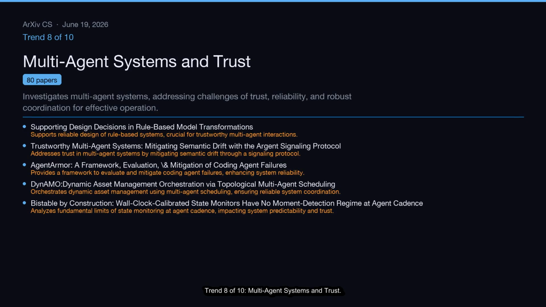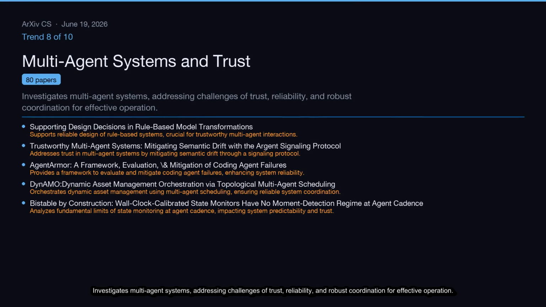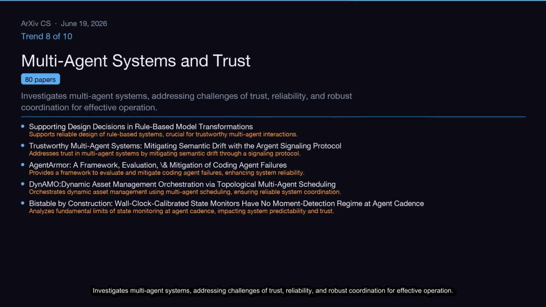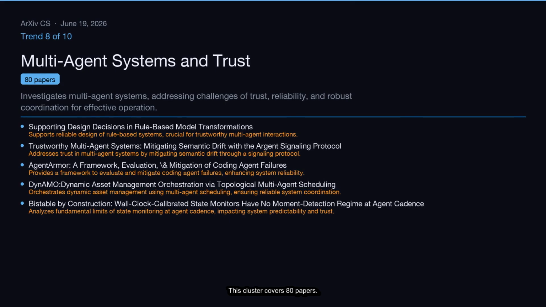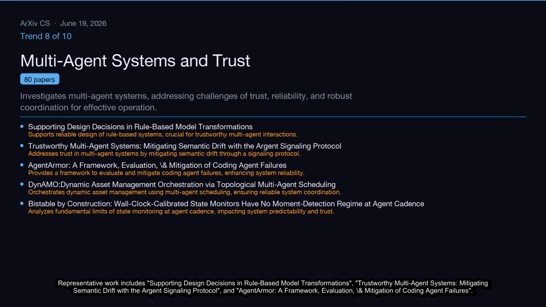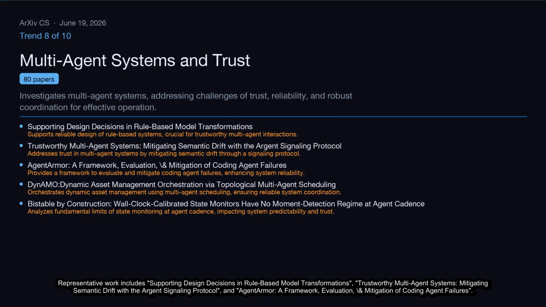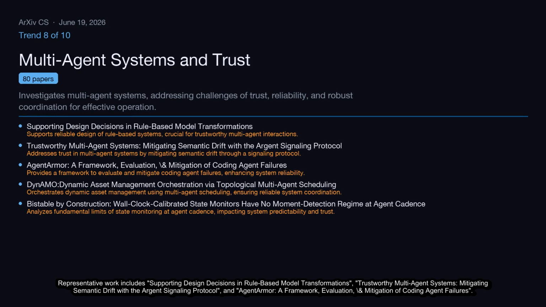Trend 8 of 10. Multi-agent systems and trust. Investigates multi-agent systems, addressing challenges of trust, reliability, and robust coordination for effective operation. This cluster covers 80 papers. Representative work includes supporting design decisions in rule-based model transformations, trustworthy multi-agent systems, mitigating semantic drift with the ARGent signaling protocol, and Agent Armor, a framework, evaluation, and mitigation of coding agent failures.